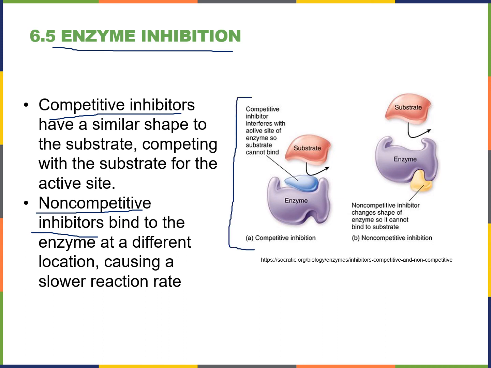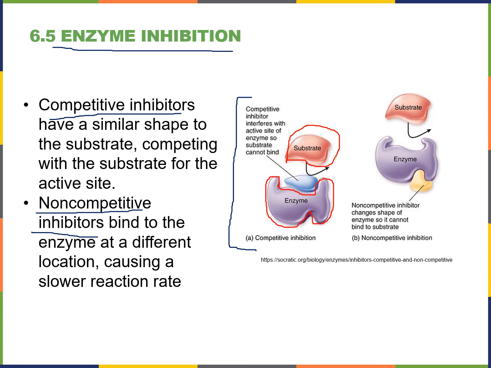So figure A here. Competitive inhibitors have a similar shape to the substrate, competing with the substrate for the active site. I think of this in terms of a basketball game. Let's say there are two groups of fans: the fans of the Golden State Warriors and the fans of the Denver Nuggets, right? Hypothetically, the best team is the Golden State Warriors, so they have the key to success, or the key to winning. The Golden State Warriors are the substrate and winning is the enzyme down here, right?